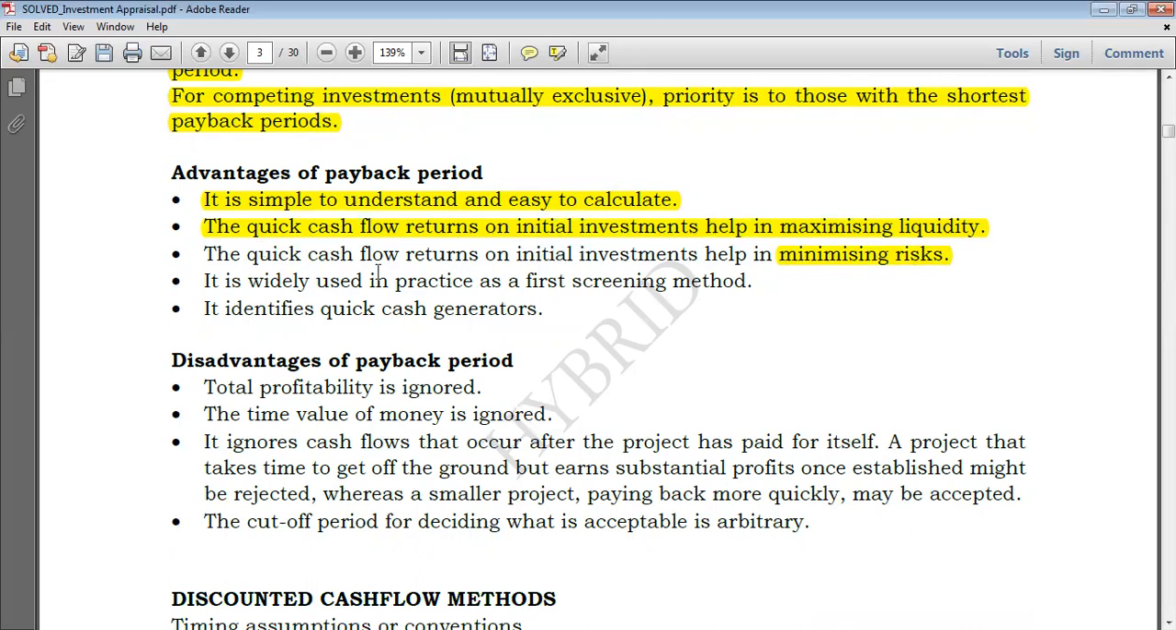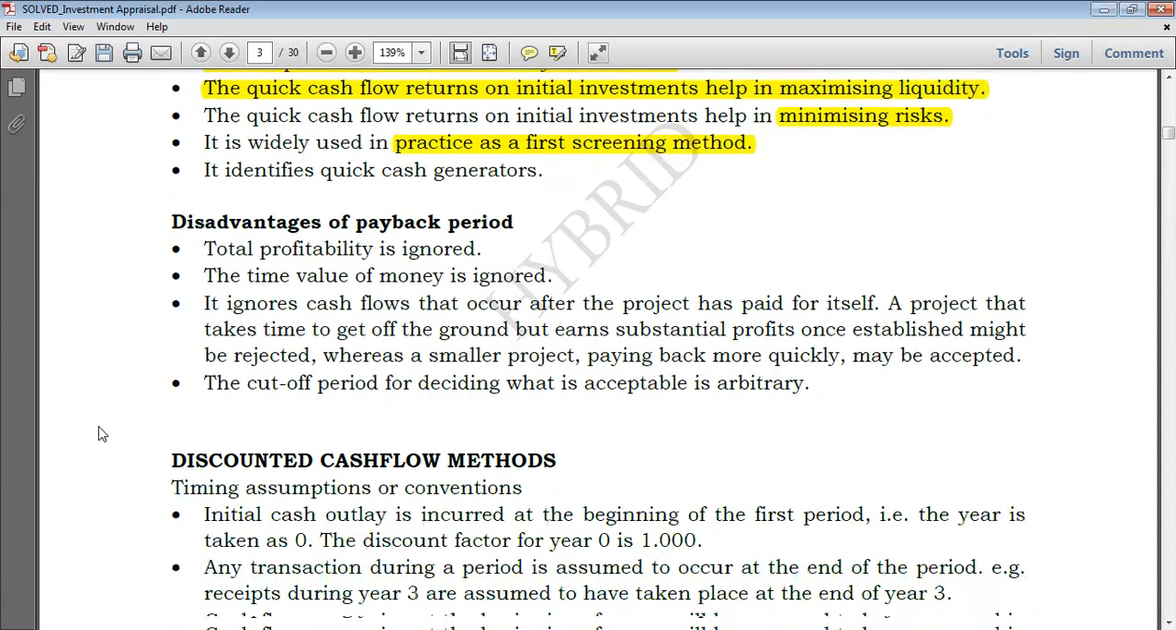But also here we're told it is widely used in practice as a first screening method. The point here is that it is used as a screening method. You just take the investment and try it as fast as possible the first time to get a picture of whether you should proceed further with other investment appraisal methods or not. It also identifies quick cash generators. You have to know which investments will generate money earlier, so that I'll be basing on such investments. So it's just like that.